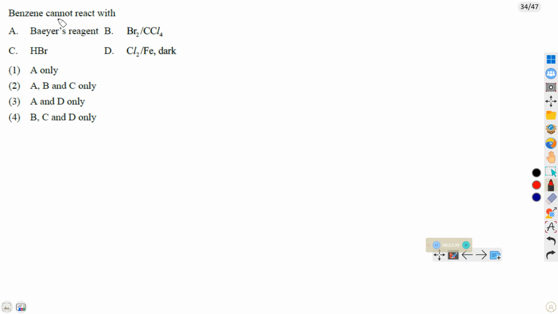Benzene cannot react with which of these: Bayer's reagent, Br2 in CCl4, HBr, chlorine with iron in the dark? Yes, it reacts, giving chlorobenzene. Benzene reacts with chlorine in the presence of sunlight, giving benzene hexachloride. Yes, it reacts with chlorine. No, it cannot react with Bayer's reagent. Second option.